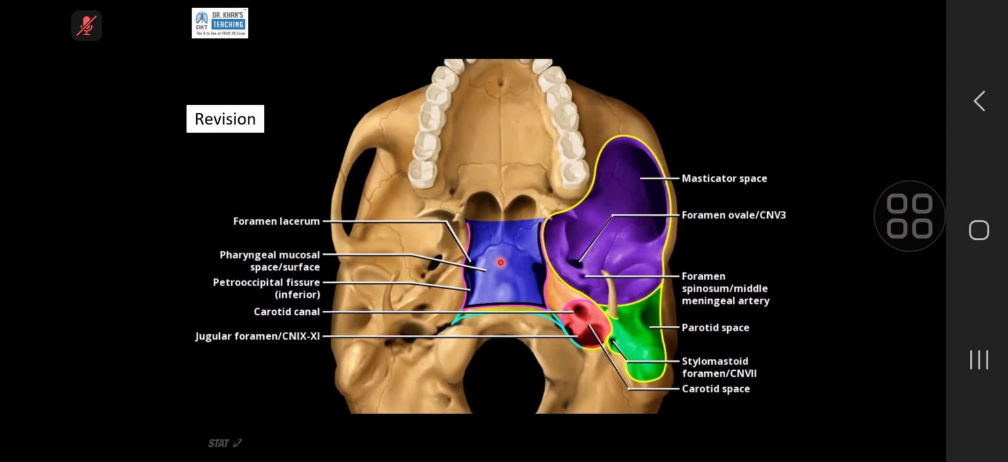Some of these spaces, as they go to the base of skull, become very narrow. But the ones which are important are all of these. Pharyngeal mucosal space: nasopharyngeal carcinoma. Masticator space: again carcinomas and infections. Parotid space: perineural spread of lesions. Carotid space is extremely important, as is the jugular foramen space.